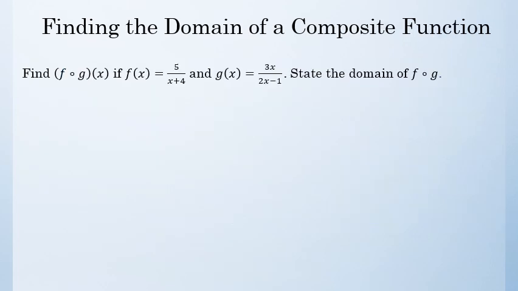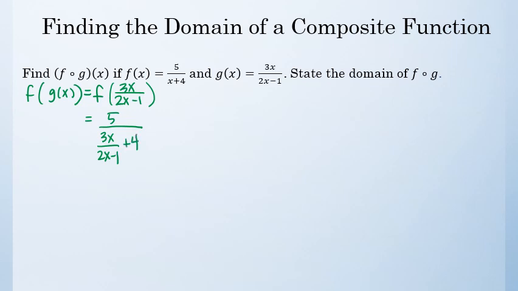Let's do another example. Find f of g of x if f of x equals 5 over x plus 4 and g of x equals 3x over 2x minus 1. State the domain of f of g of x. So this is basically the same thing, except now I have f composed with g instead of g composed with f. So g of x is 3x over 2x minus 1. That means I go into my f function, and anywhere I see an x, I'll be replacing it with this, which gives me 5 over 3x over 2x minus 1 plus 4.